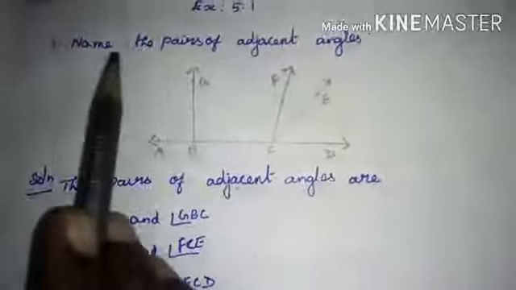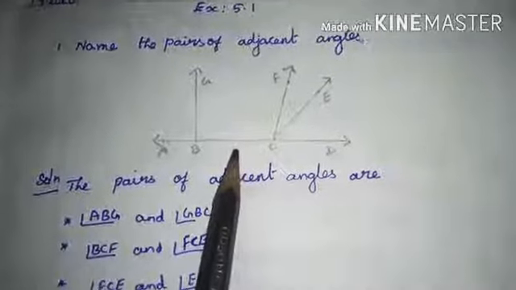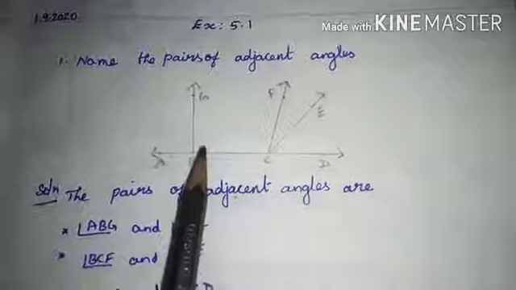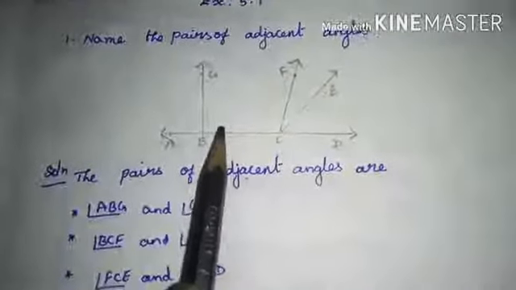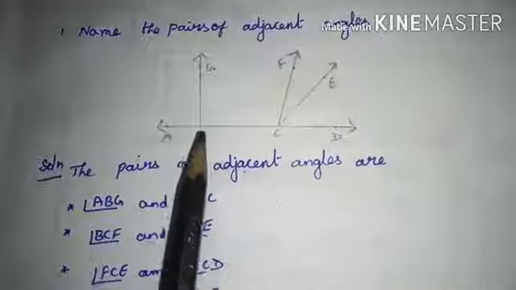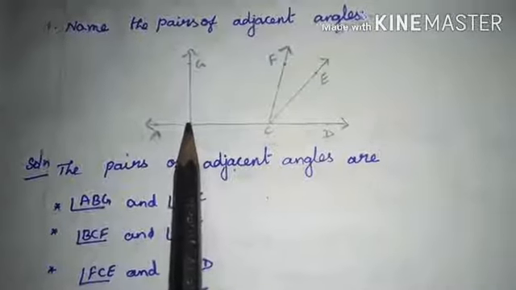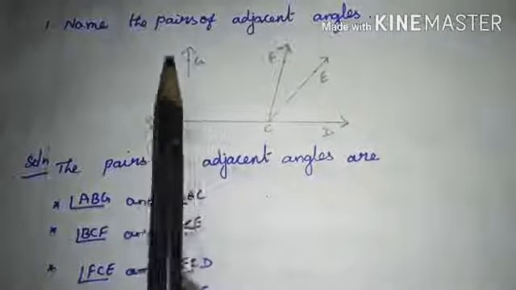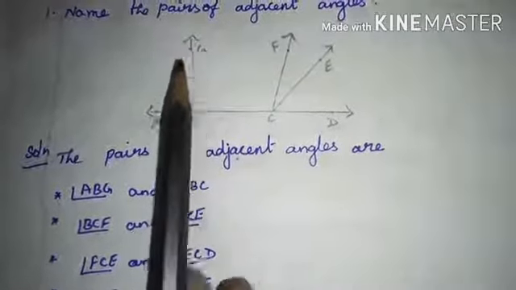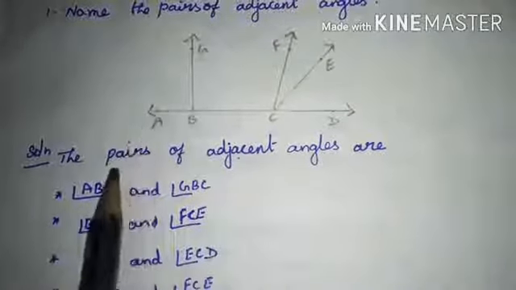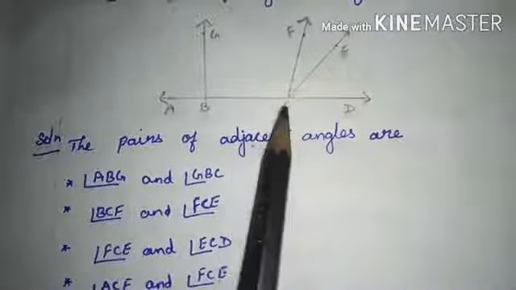For sum, name the pairs of adjacent angles. From this figure you have to find out the pair of adjacent angles. You know that if two angles are to be adjacent, they must have a common vertex and a common arm. Let us take this point B. If B is common for angle ABG and GBC, also BG is a common arm. Therefore, we can say that ABG and GBC are adjacent angles.